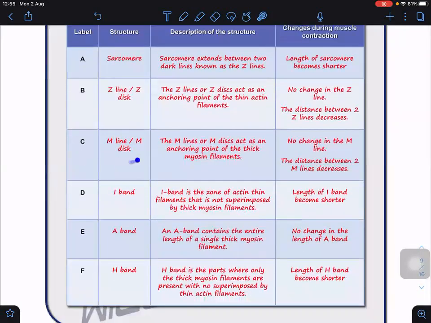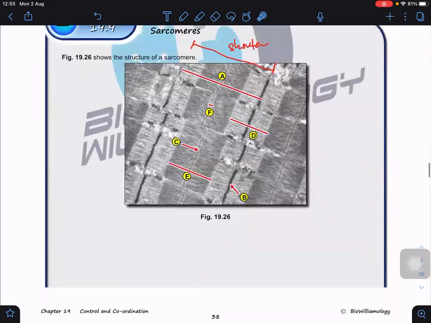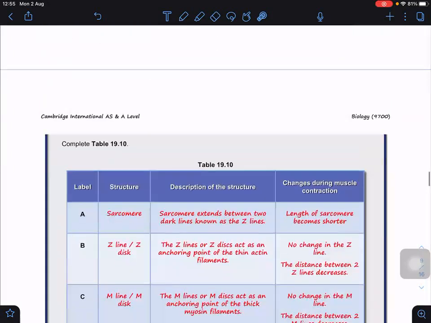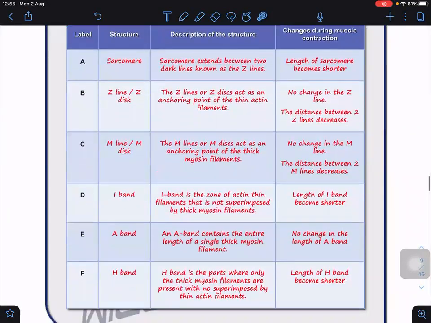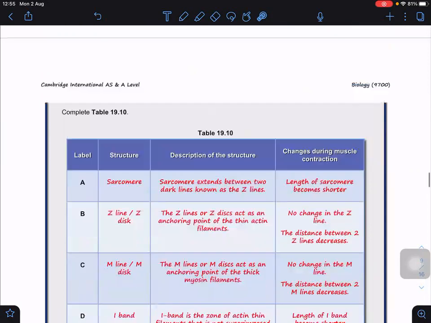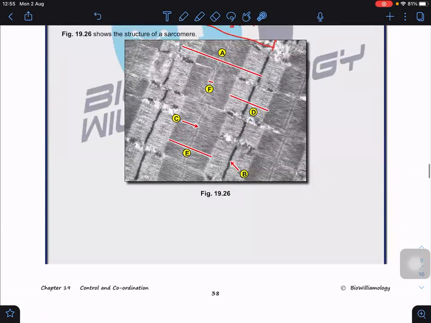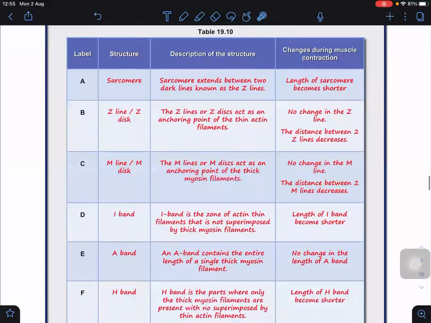C is the M line. The M line acts as an anchoring point for the thick myosin filaments. There's no change in the M line, but the distance between two M lines also decreases. Because when you pull, everything becomes shorter, so the distance between two M lines will also decrease.